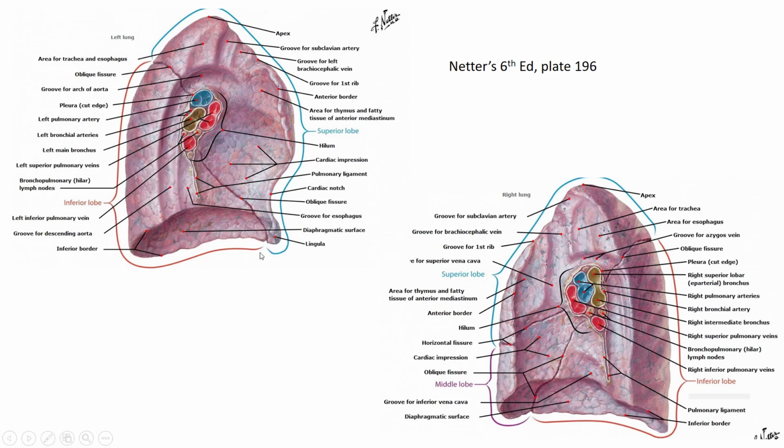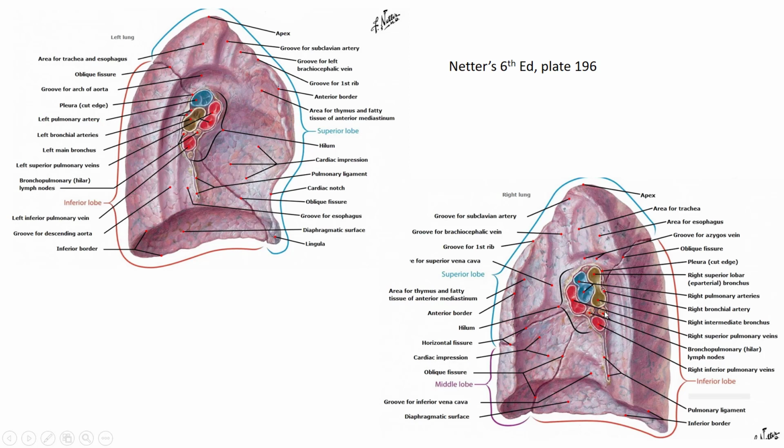This is a medial view of both lungs. The left lung is at the top and the right lung is at the bottom. And you can see the hilum, where the entrance and exit point is of the bronchi, arteries, and veins. So this is the left main bronchus here, and the left pulmonary artery, and the left pulmonary veins. There's a superior and an inferior left pulmonary vein. And then over here is the right main bronchus, and the right pulmonary arteries, and the right superior pulmonary veins, and the right inferior pulmonary veins.